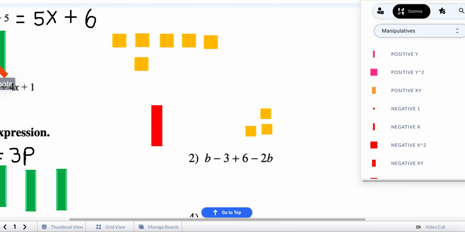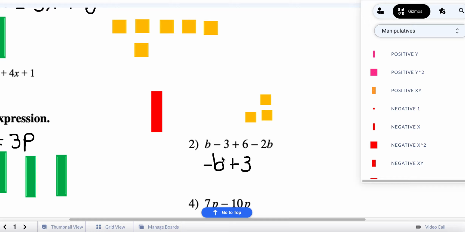And now I don't have anything else to cancel. Therefore, my answer is negative variable in 3 units. My variable is b, so it's going to be negative b plus 3. And that is the answer for number 2.